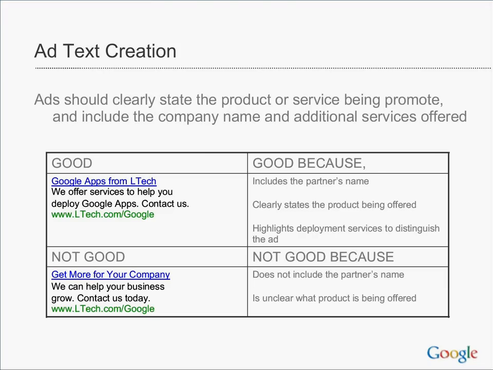Now another benefit of making sure that you are clear about the product being offered is that you're going to get more quality clicks, which is ultimately going to lead to better conversion rates and better leads. Now the second ad, I think it's clear probably why that ad's not going to be as effective. It doesn't include the partner's name, so it's not helping you brand your company or helping you stand out from the other ads. And it's also unclear what product is being offered. So when a user clicks on this ad, they're likely to immediately exit your site because they're not going to be given what they're looking for.